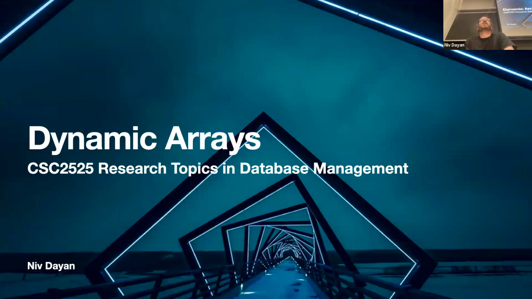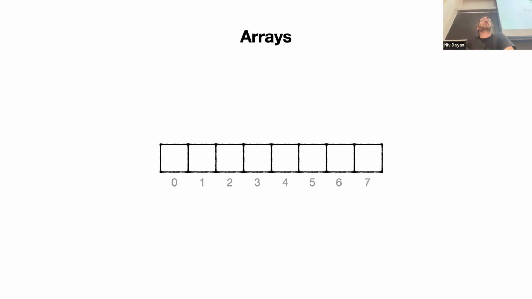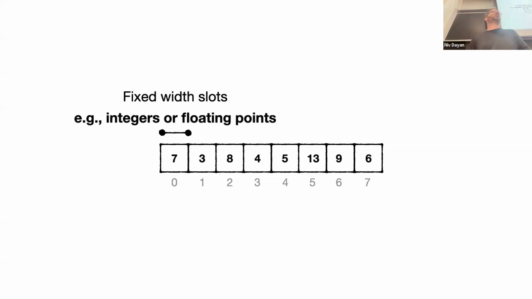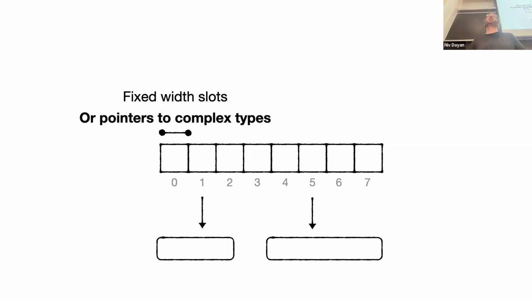For today, I want to talk to you about dynamic arrays. Okay, so you might think, arrays, what is there to learn? It's just a simple data structure with a bunch of slots. Each one of them is fixed width. You can store some primitive data type in each one of these slots. These can be integers or floating point numbers. You can also store pointers to other more complex data types.